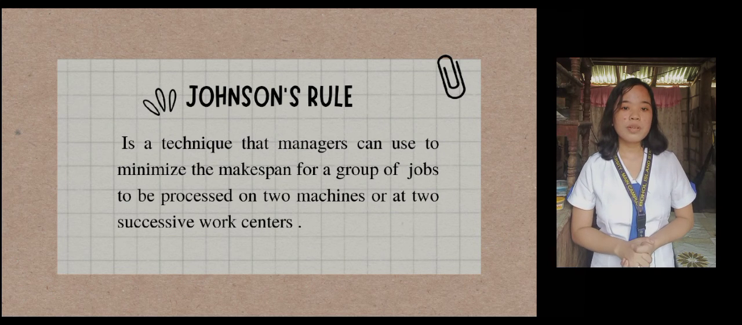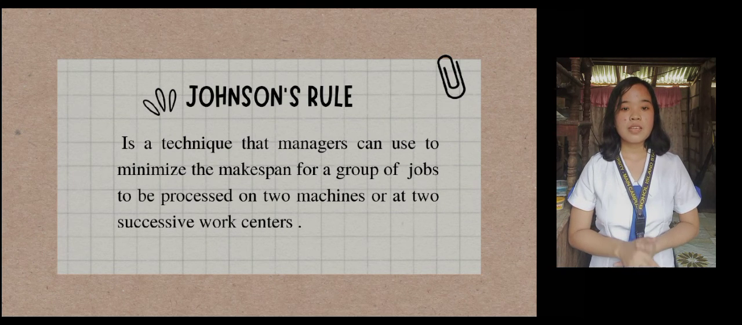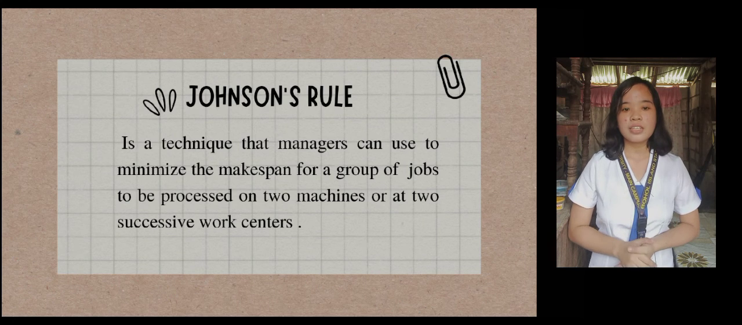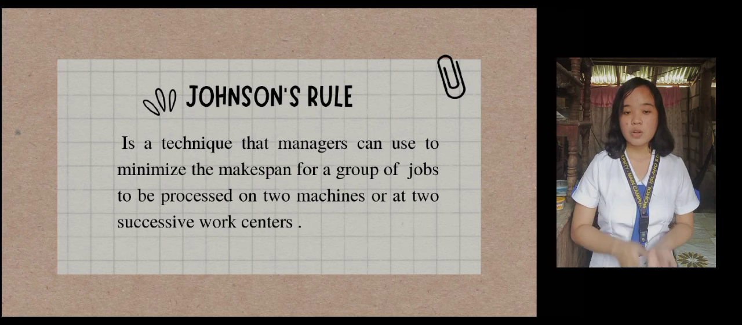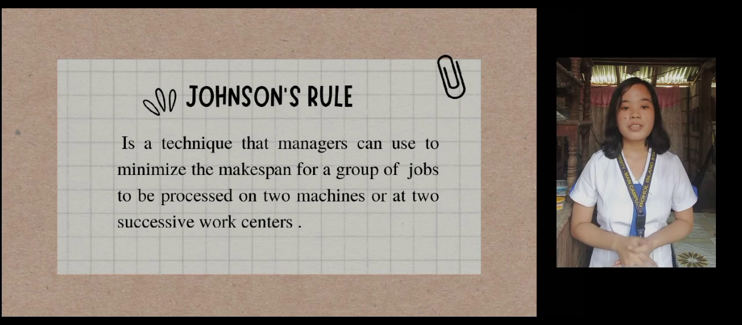The job flow must be one-directional. The first activity for every job is the same, and you must finish it before you can begin with the second activity. Like for example, wash the clothes before you dry the clothes. So Johnson's rule is an optimizing technique and always minimizes makespan.